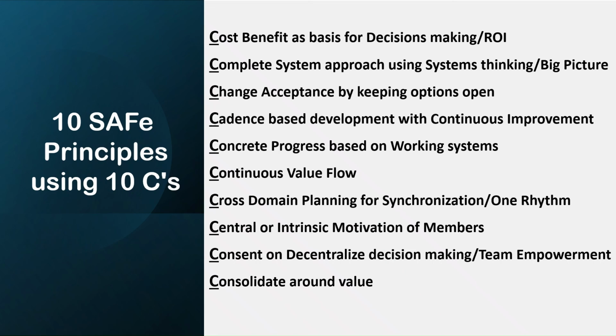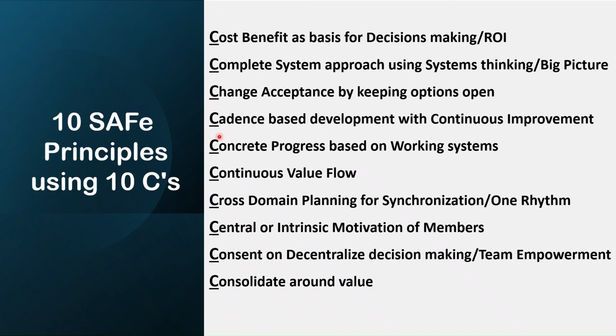Now let us understand how we can use a combination of 10 C's in order to remember the 10 SAFe principles. So the very first one, taking an economic view, can be termed as cost benefit as basis for decision making, or we can say return on investment. Second principle, applying systems thinking, can be termed as complete system approach using systems thinking. Third principle, assume variability, preserving options. We can say change acceptance by keeping the options open.